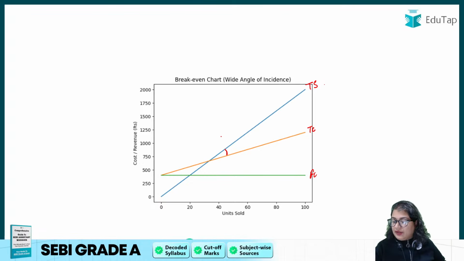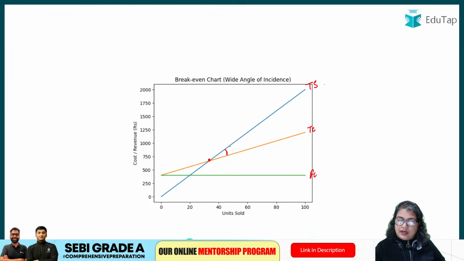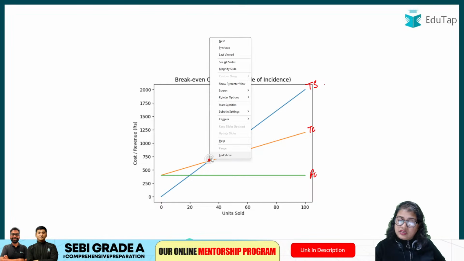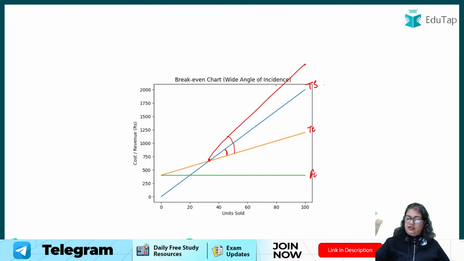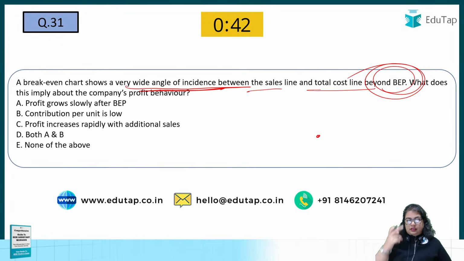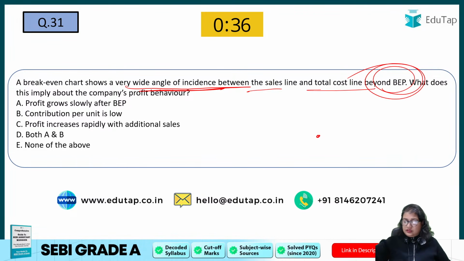If it is very wide, what can you tell? This is the break-even point, right? So what can you tell here if the angle of incidence is too high? That is the total sales. If I say that it went like this, it increased even more. So can I say the total sales is increasing rapidly and the profit is also increasing rapidly? The profit increases rapidly, right? So, profit grows slowly after the break-even point. No, it increases because the total sales increases gradually.